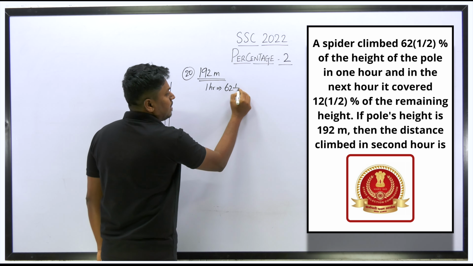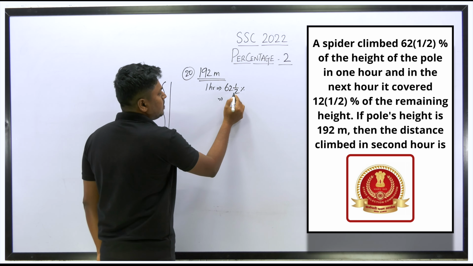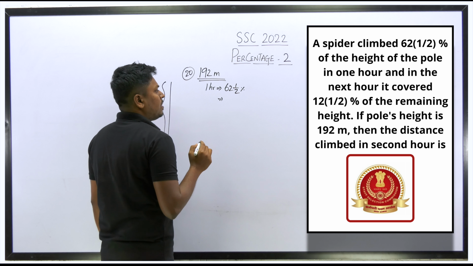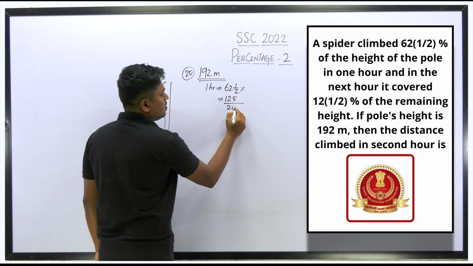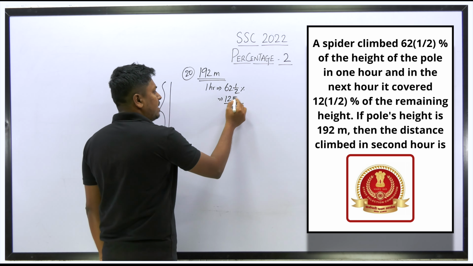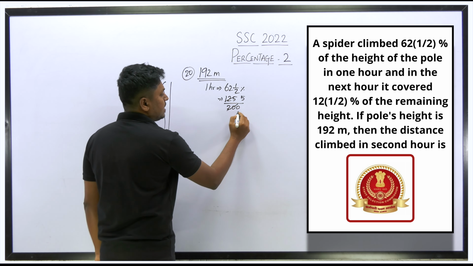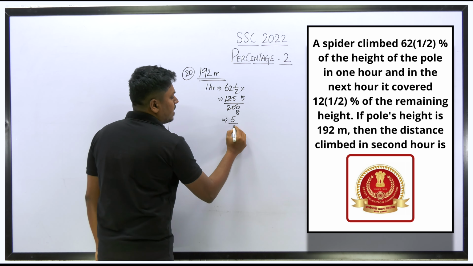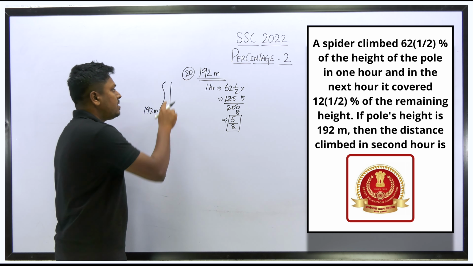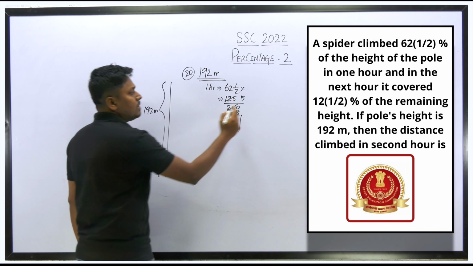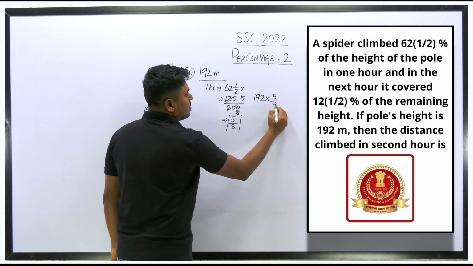So 62 1/2% can be written as 62 into 2 is 124, plus 1 is 125, divided by 200. We can cancel this by the 25 table: 125 becomes 5, and 200 becomes 8. So it is 5 by 8 part. This is the part the spider climbs in 1 hour. The total height of the pole is 192, so out of this 192, in the first hour 5 by 8 part has been covered.